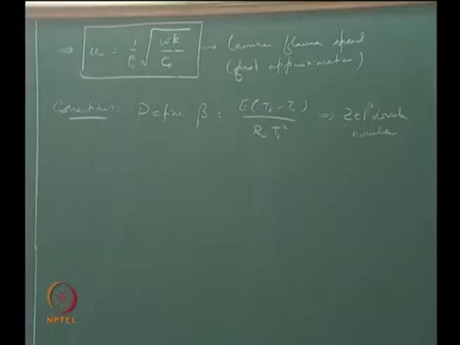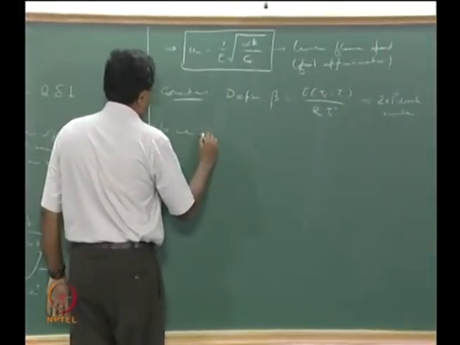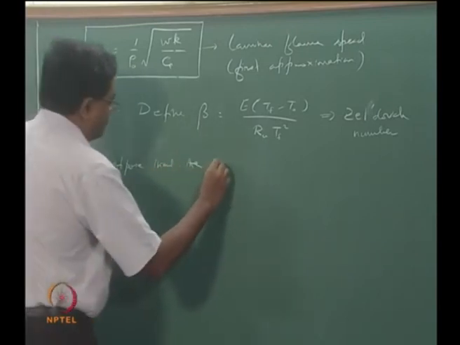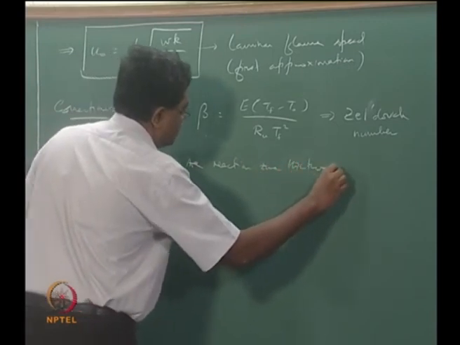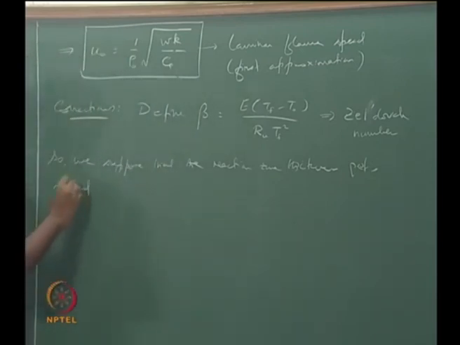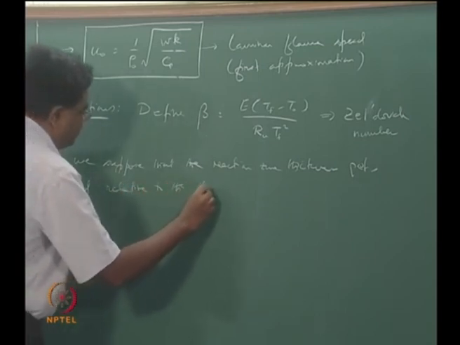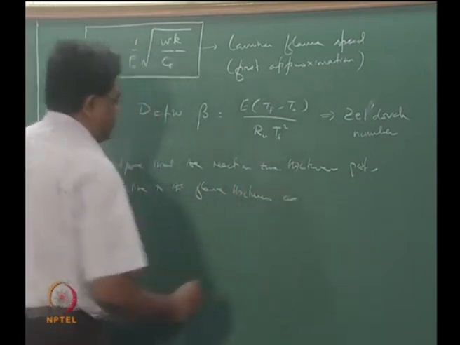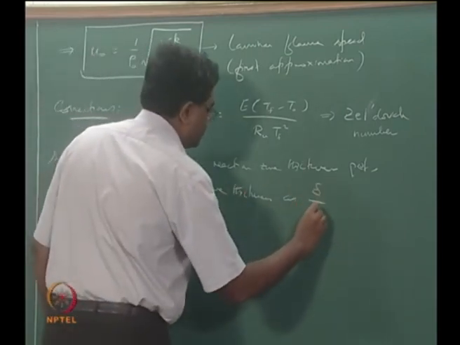Okay, so when you now say you want to have the reaction zone, we suppose that the reaction zone thickness gets scaled relative to flame thickness as, so that means if the flame thickness were delta, then the reaction zone thickness is like delta over beta.